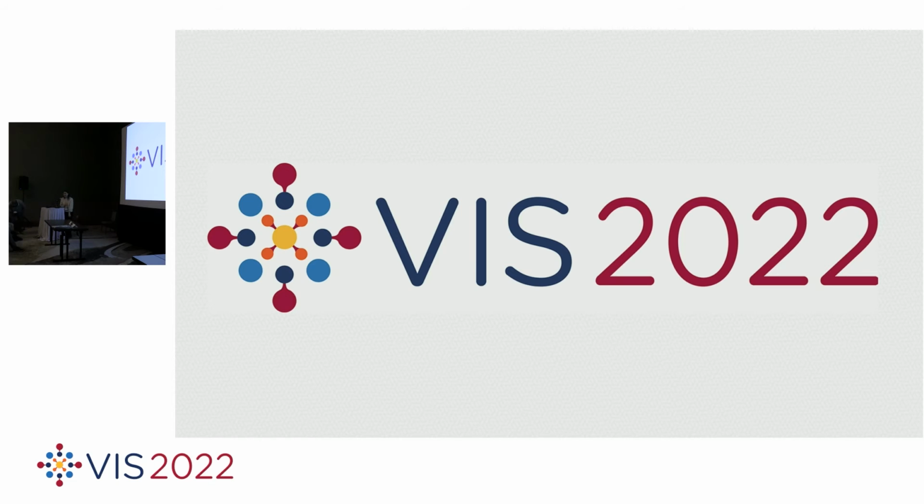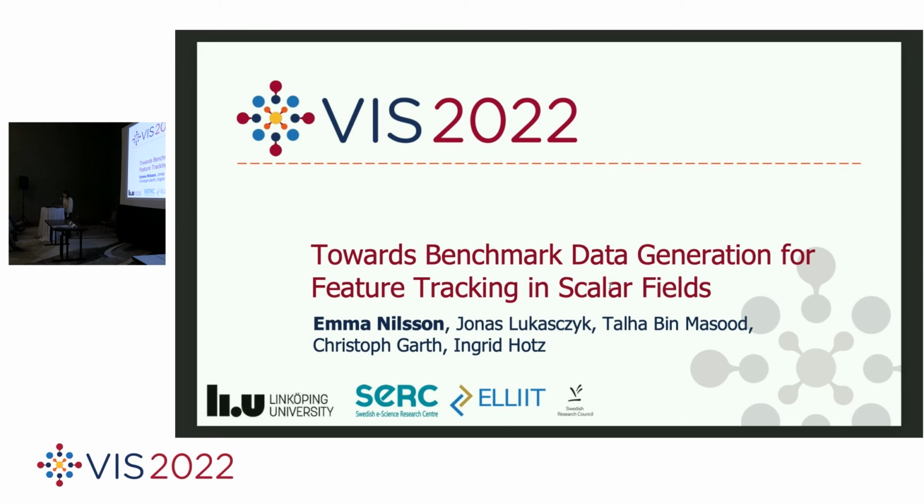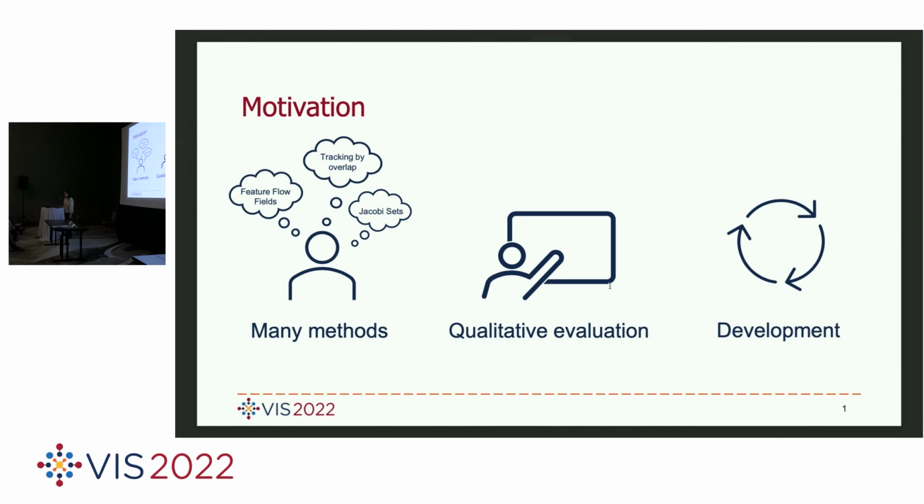Sorry about that. Okay, so it's still me, and now I'm presenting my next paper. In this work, we were motivated by the fact that there are a lot of different feature tracking methods, and feature tracking is a very common task in visualization. Mostly these methods are evaluated using qualitative visual analysis of the tracks. But we wanted to come up with a way to compare these methods with quantitative measures and be able to determine what method should be used for what features.